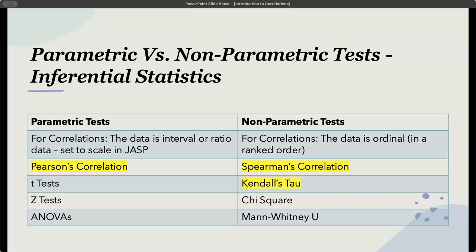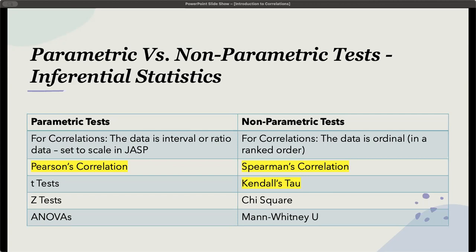So first thing that I want to draw attention to is that there are two or three different types of correlations, where they can be either parametric or non-parametric. I've used a similar table with other videos, but Pearson's correlation is the correlation that is most commonly used. And for this correlation, the data is interval or ratio, and we would set this to scale data in JASP. Now, the non-parametric tests, Spearman's correlation and Kendall's tau, in these cases, the data is ordinal or it's in a ranked order.